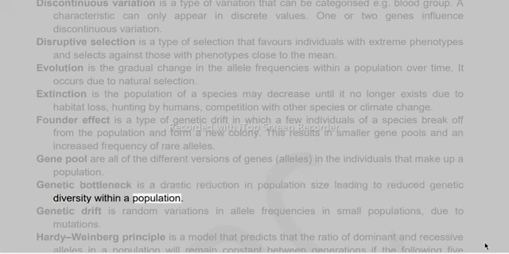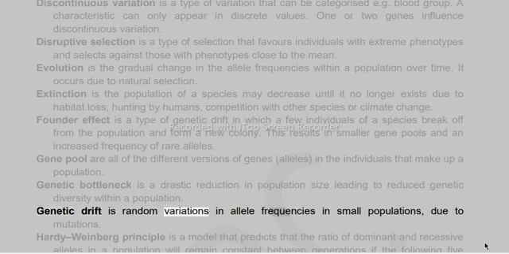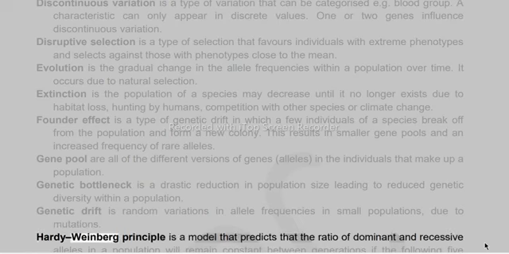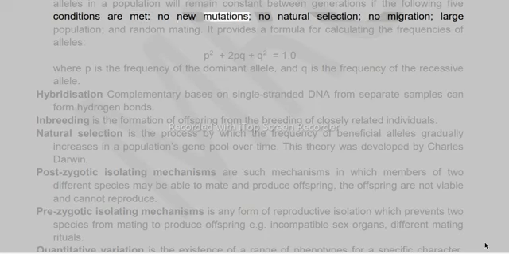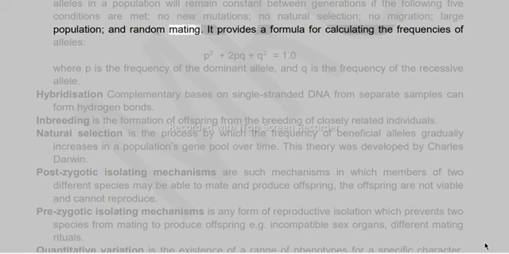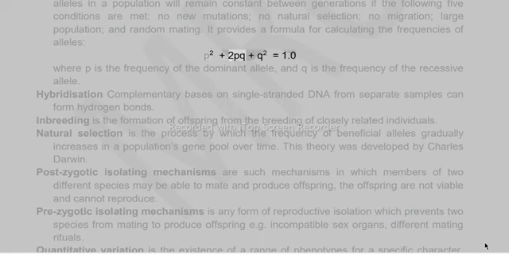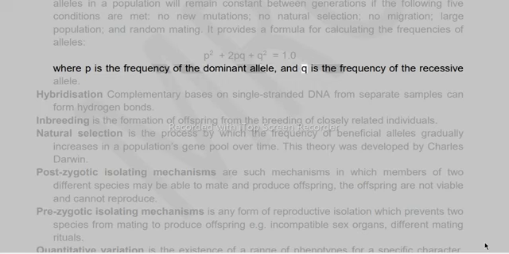Genetic drift is random variations in allele frequencies in small populations, due to mutations. Hardy-Weinberg principle is a model that predicts that the ratio of dominant and recessive alleles in a population will remain constant between generations if the following 5 conditions are met: no new mutations, no natural selection, no migration, large population, and random mating. It provides a formula for calculating the frequencies of alleles: p² + 2pq + q² = 1.0, where p is the frequency of the dominant allele, and q is the frequency of the recessive allele.